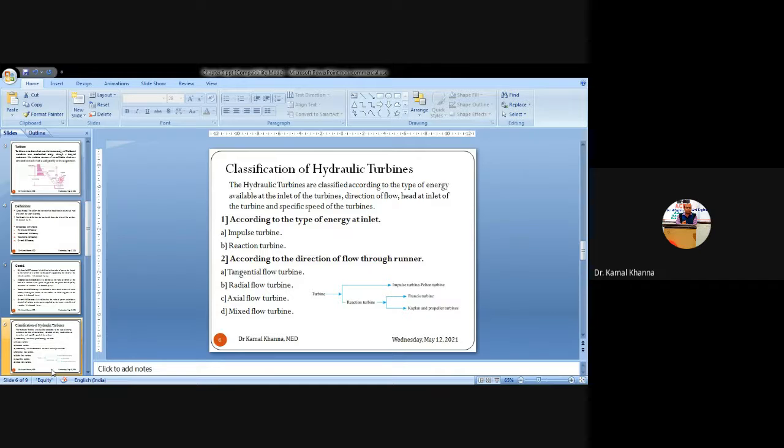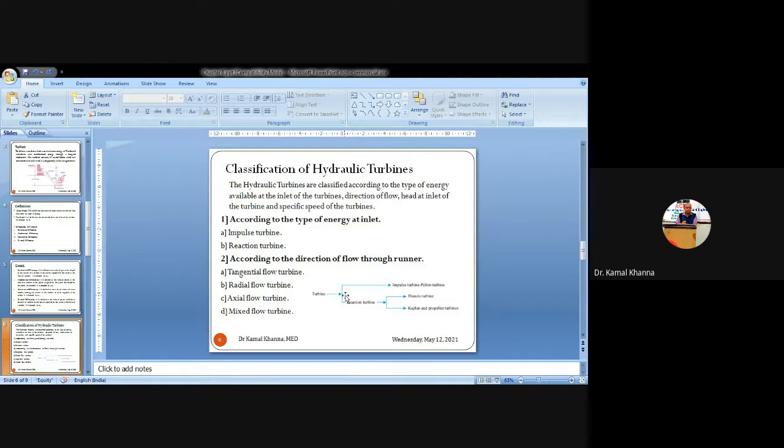So this is called a mixed flow. In the mixed flow, we have a combination of radial flow as well as axial flow. That is, at the entry, it is entering along the runner of the turbine through the radius of the turbine, and it is leaving through the axis of the runner.